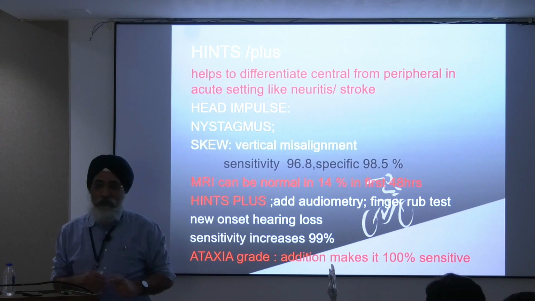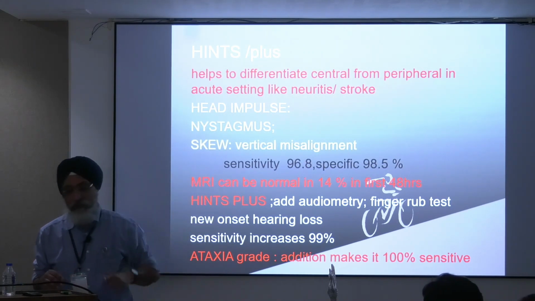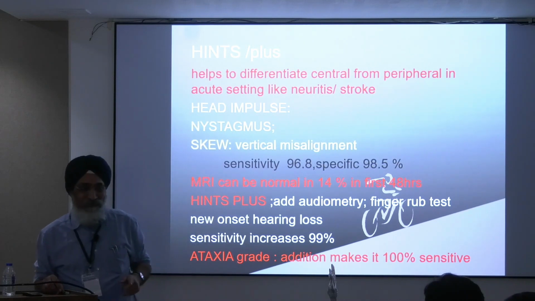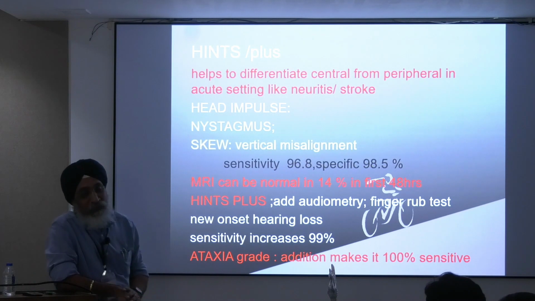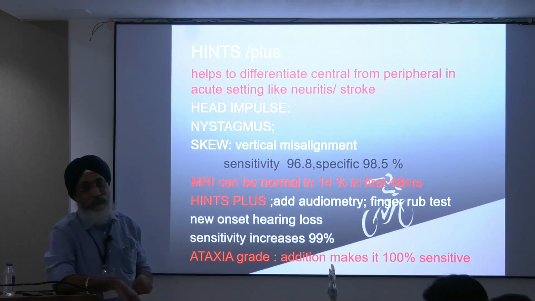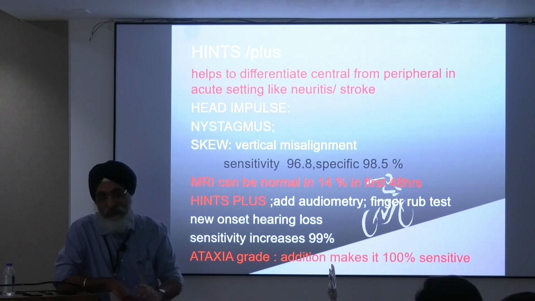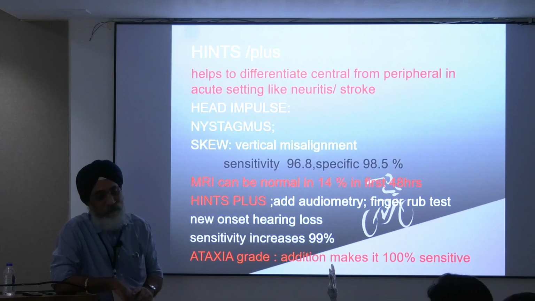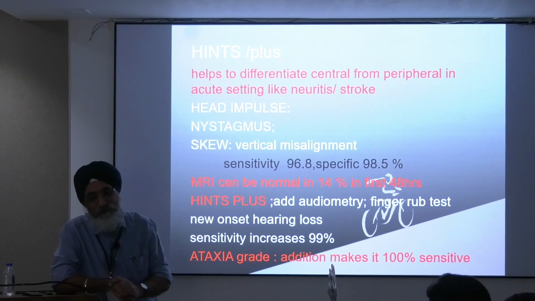And to add to the problem, MRI can be normal in 14% of the cases with stroke in the first 48 hours. So it becomes extremely important to understand that there is a good chance of missing a posterior circulation stroke by 2 to 3% with normal MRI.